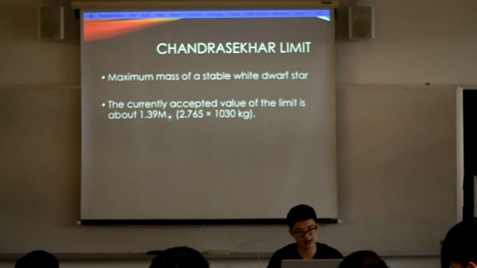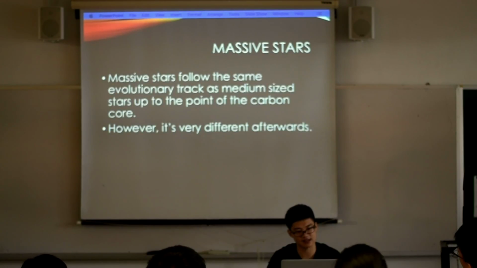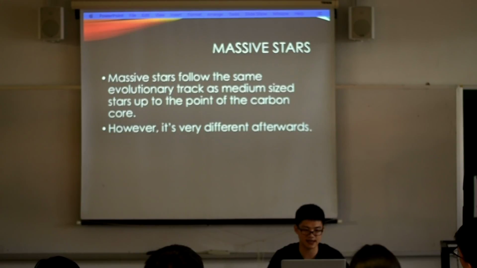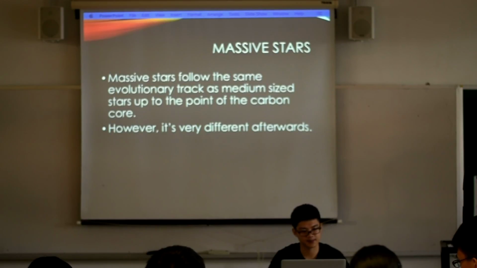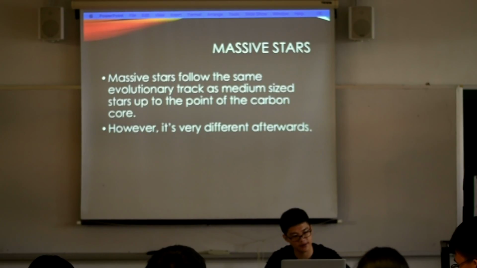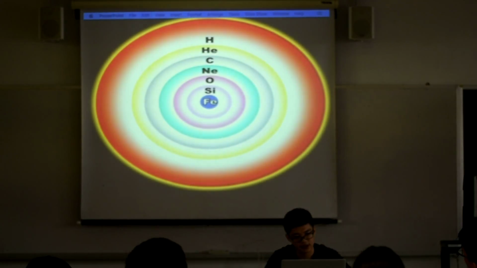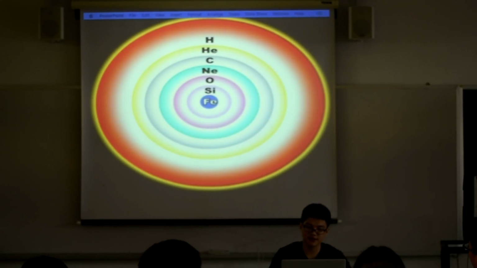And this kind of star is no longer called a medium-sized star. It will be called a massive star. A massive star usually has a mass higher than 8 times the solar mass. It follows the same evolutionary track as medium-sized stars up to the point of the carbon core. However, it is very different afterwards. You can see the cores of these massive stars have different shells of elements.